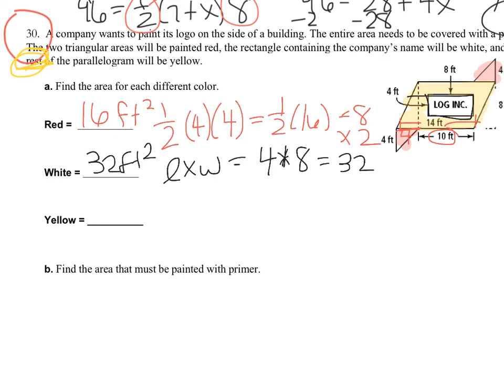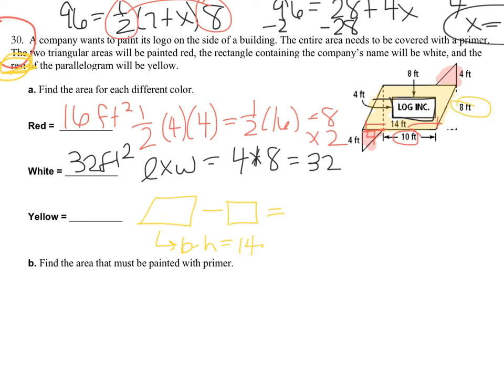The last part is the yellow part. The yellow part is not actually a shape right now. You're going to have to do the area of 2 shapes. You're going to have to do the parallelogram minus the rectangle. So the area for the parallelogram would be base times height. And the base of it is 14. And the height of it is what they drew outside over here. That's the 8. So if you multiply those together, 14 times 8, you get 112.